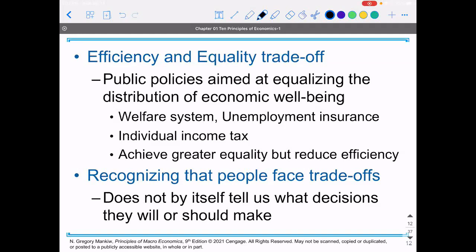You don't want the society to be ultra efficient and everyone's kind of on their own in a Darwinian sense, like survival of the fittest. On the other hand, you don't want to give everyone all the same thing, because then no one faces an incentive to work hard. We need to balance it in some way.